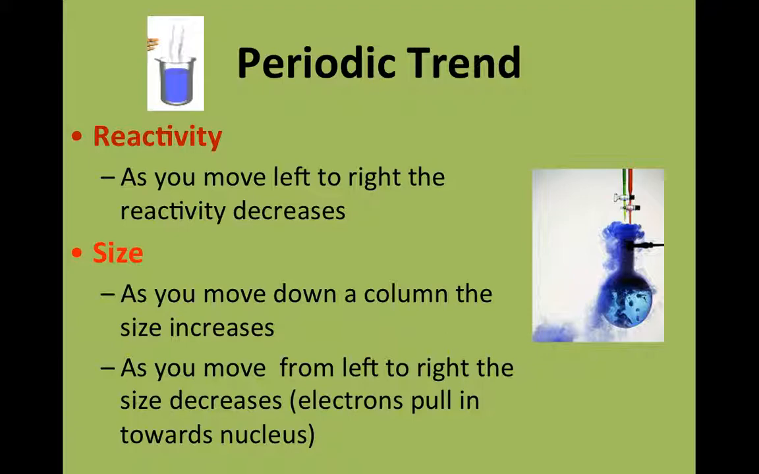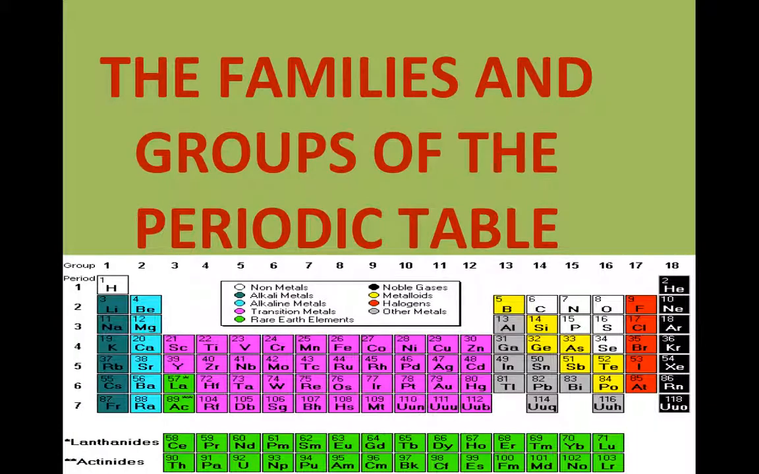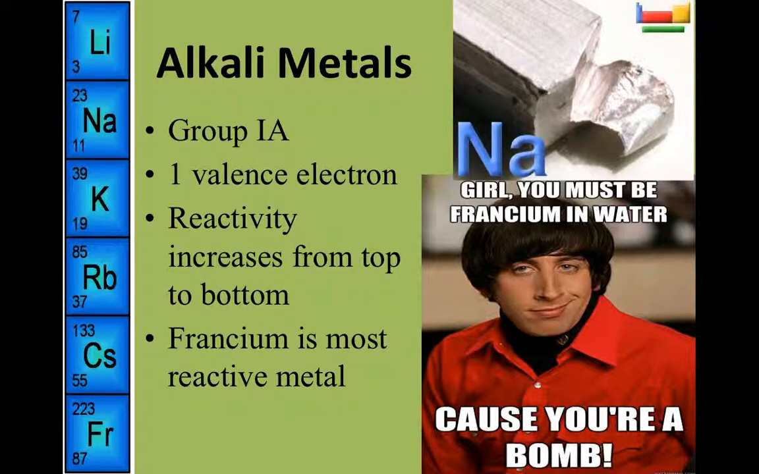Now size. As I move down a column, my elements get bigger. Okay? They're adding more shells, more valence electrons are in there, so therefore my size is getting larger. As you move from left to right, though, the size decreases due to that magnetic attraction, that pulling in of those electrons towards the nucleus. Now let's look at some families and groups. Okay? So the very first group we're going to look at is called the alkali metals.